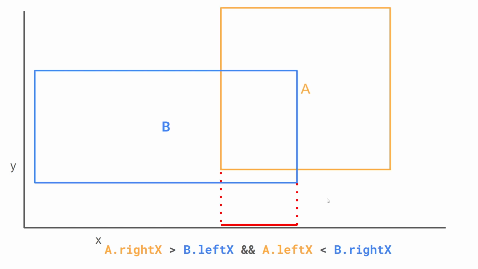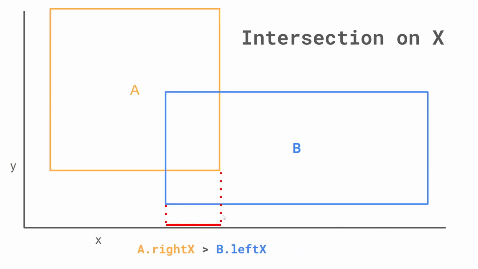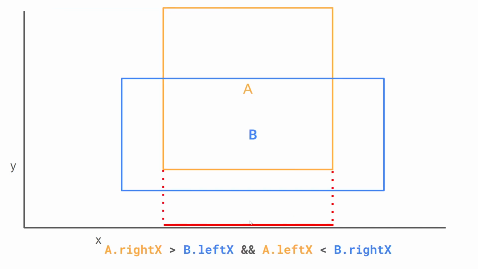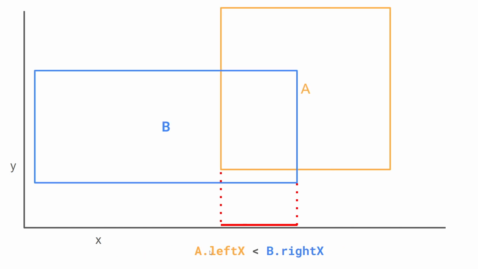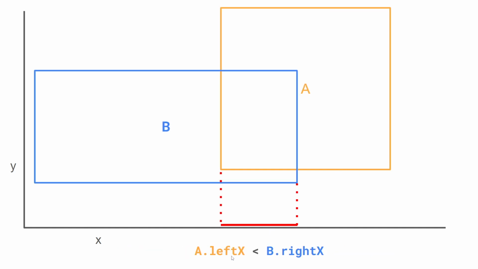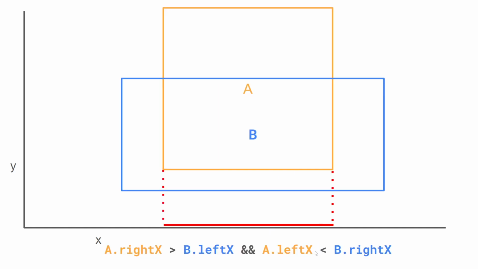Okay, and now we can combine these two statements. This is the same statement combined, okay? Here you can see a dot left x smaller b dot right x, and this one is basically this one, okay? And this one is the other one.